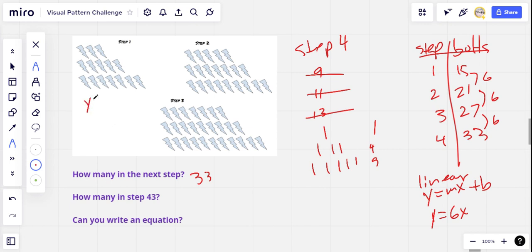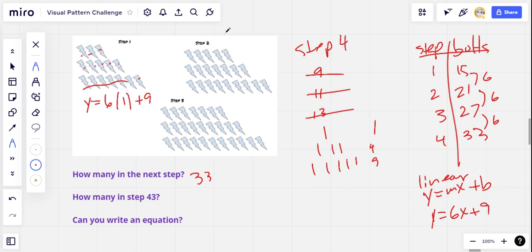If I put this in for step 1, y equals 6 times, and we put the step number in for x, 6 times 1 would be 6. We've got way more than 6 here. So let's see, that would be 6, and then we've got 1, 2, 3, 4, 5, 6, 7, 8, 9. We've got 9 more. So I think I have to add 9. So on our equation, our b here will be 9.